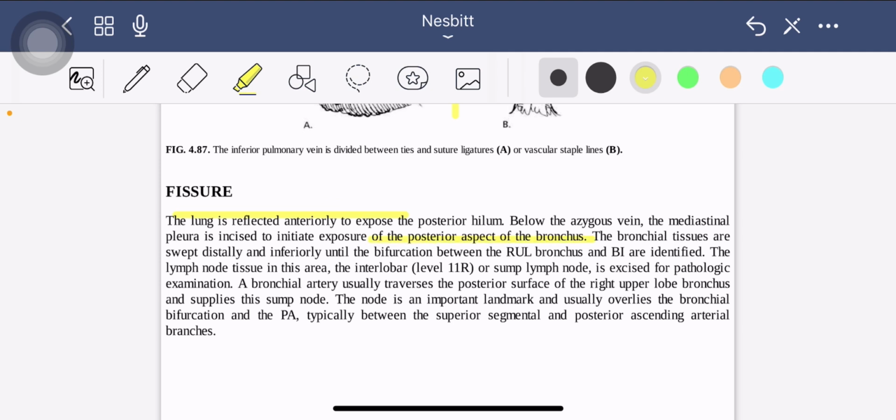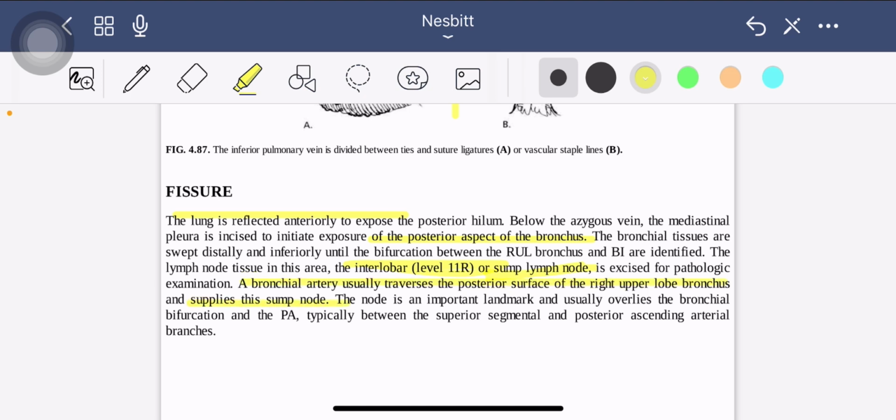The lung is reflected anteriorly to expose the posterior hilum. Now posteriorly we will see the azygos vein, and the mediastinal pleura is incised to initiate exposure of the posterior aspect of the bronchus. The bronchial tissue is swept distally and inferiorly until the bifurcation between the right upper lobe bronchus and the bronchus intermedius is identified. The lymph node tissue in this area, interlobar station 11R, is excised for pathological examination.